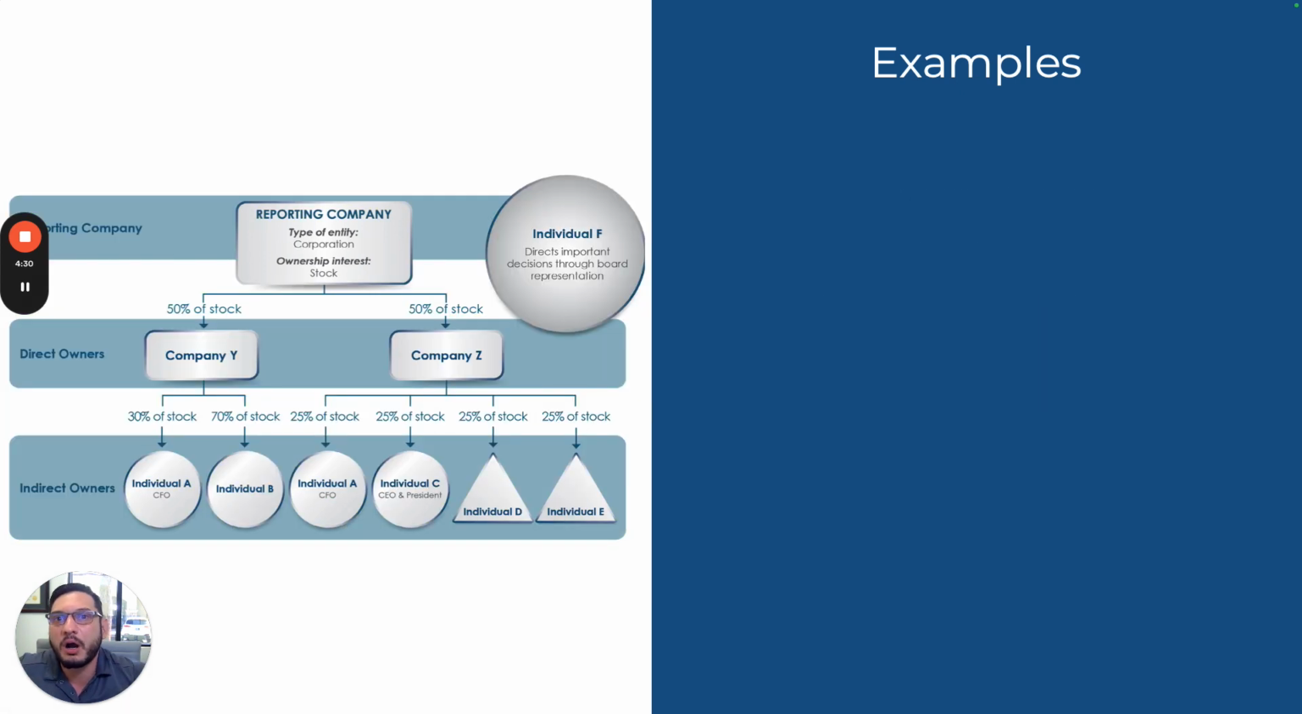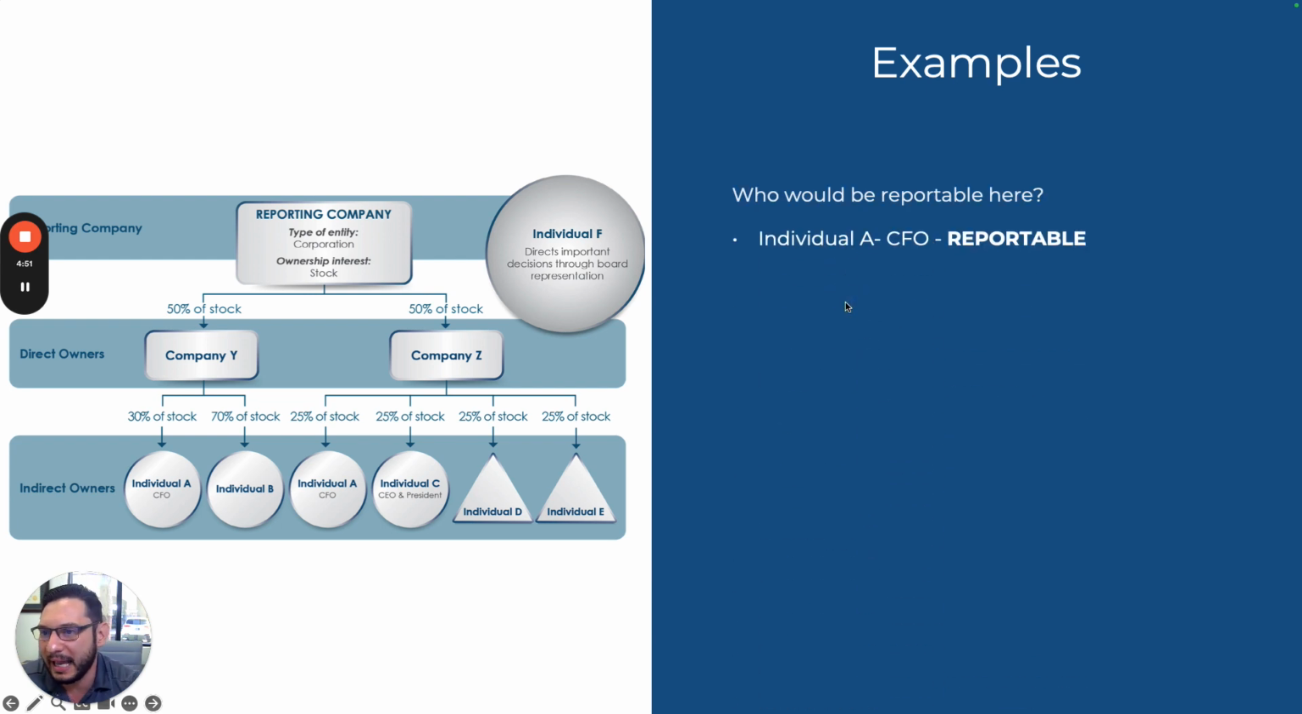Now let's go with a more complicated structure where we have a holding company that is owned by several subsidiaries, and those subsidiaries are owned by individuals. Let's call them even stocks or trusts, anything along those lines. How is this going to play out? Let's start with individual A. They are an indirect owner of the reporting company. So the reporting company here is owned 50-50 by Company Y and Company Z.